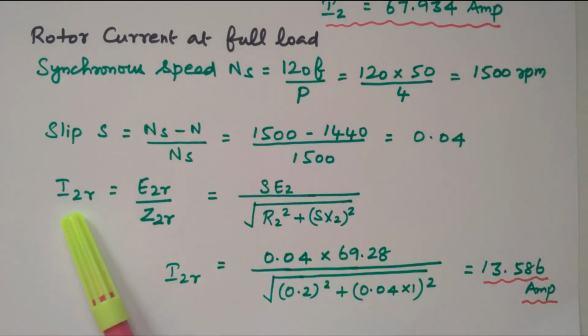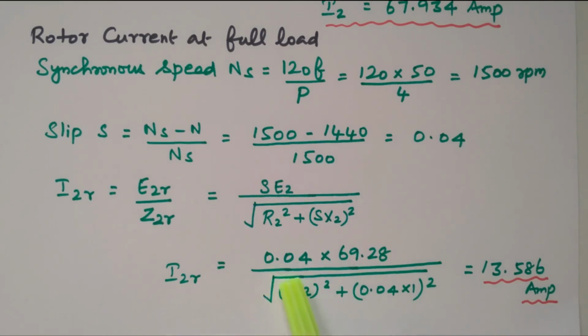So, this I2 refers to the starting condition, I2R refers to the running condition, that is based on this S E2 divided by square root of R2 square plus (S into X2) square. So, here we are referring to the slip of the induction motor. Now, all this data is available, we can substitute.